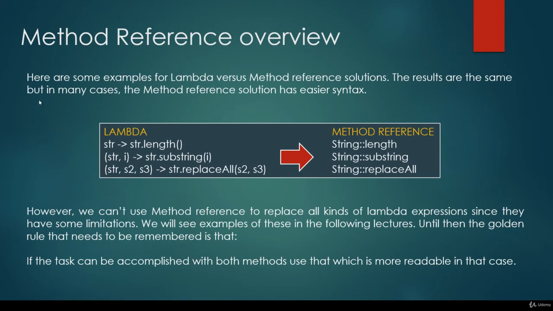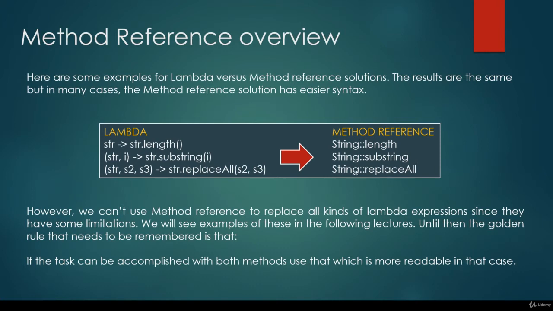The results are the same, but in many cases the method reference solution has easier syntax. So for example, we can calculate the length of the string with the help of Lambda expression: String, the arrow operator, string.length is the same as string double colon operator length. We can call the substring method with Lambda expressions, and we can call it with method references. We can call replace all method with Lambda expressions, and we can do the same with method references.